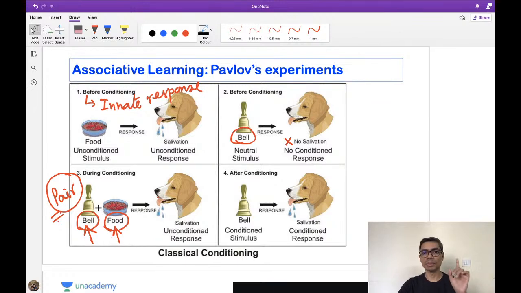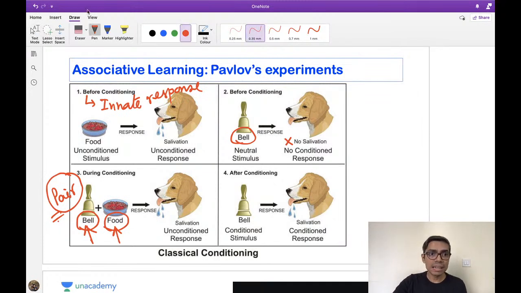Please remember that if you give food to the animal first, he has already started salivation. If you give the bell after that, the dog will be unsatisfied, thinking, what are you doing here, just allow me to take my food. So then pairing is not going to happen. But whenever you are giving the bell first and then food, then the animal is learning an association.